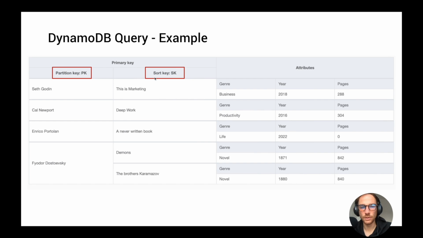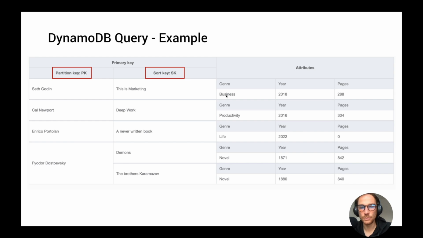So we will see in an example how we can leverage the sort key to run complex queries using the Query API. I created this example table on NoSQL Workbench, and this is an author and books table. We have a composite primary key with partition key, the name of the author, and sort key, the book's title. And then I added different attributes such as genre, year, and pages.